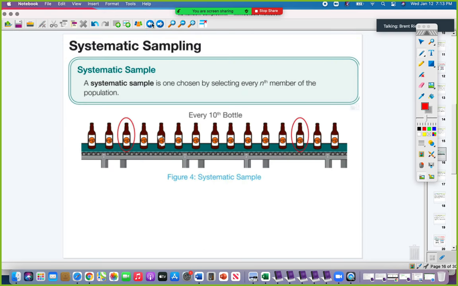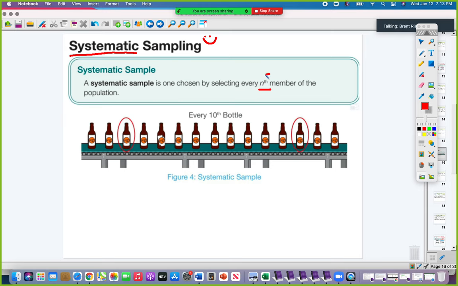Let's look at systematic. Systematic is like the easiest one to spot. This is like our favorite. A systematic sample is one chosen by selecting every nth member of the population. So they have a factory line of bottles here. Okay, they're producing some kind of drink. And for quality control, they don't check every bottle. They'll check every some number. And here it's every 10th. So they'll pull every 10th bottle. They'll check it. Hey, does it look good? Does it taste good? Everything okay here? That's how they do their quality control.